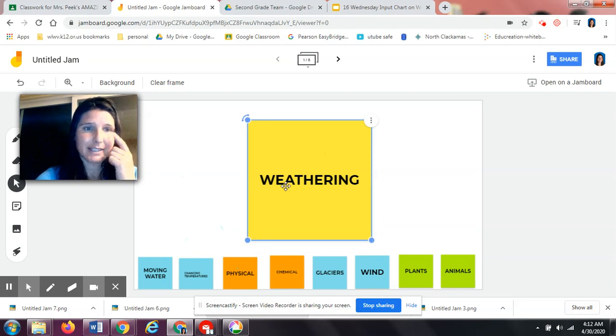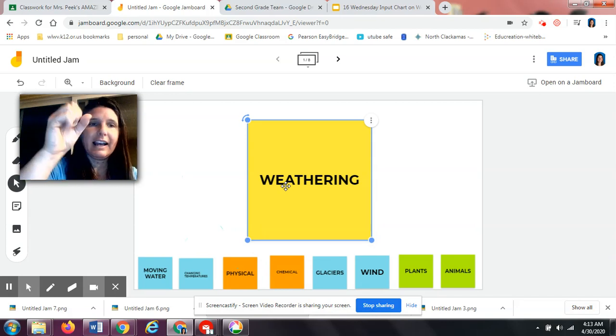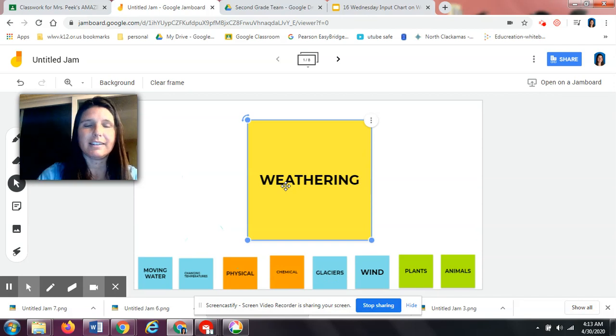I like to see it, hear it, and do it. So when I say weathering, I like to make a rock, and then weathering is when rocks break down. So then my fist just breaks down. Let's try that together. Weathering, rocks breaking down. Again, weathering, rocks breaking down.